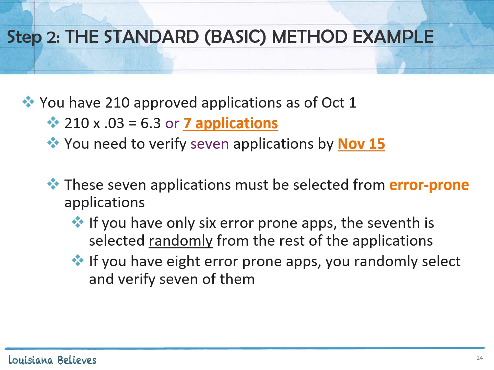If you only have 6 error-prone applications, the 7th is selected randomly from the rest of the applications on file. If you have 8 error-prone applications, you must randomly select and verify 7 of the 8.